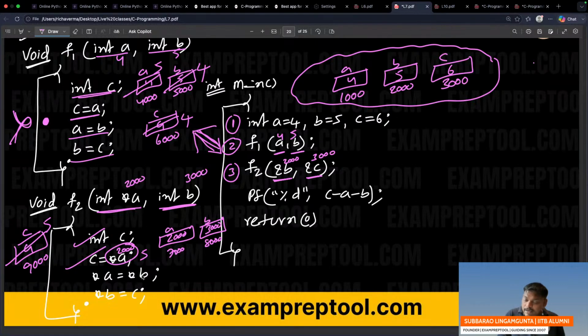Next one, star B. What is the B? 3,000. Star 3,000, the value inside, 3,006 will go to star A. What is the A? 2,000. Star 2,000, the value inside 2,000. The value inside, see this one, 6 will go inside 2,000 here. See, from here he is changing those.